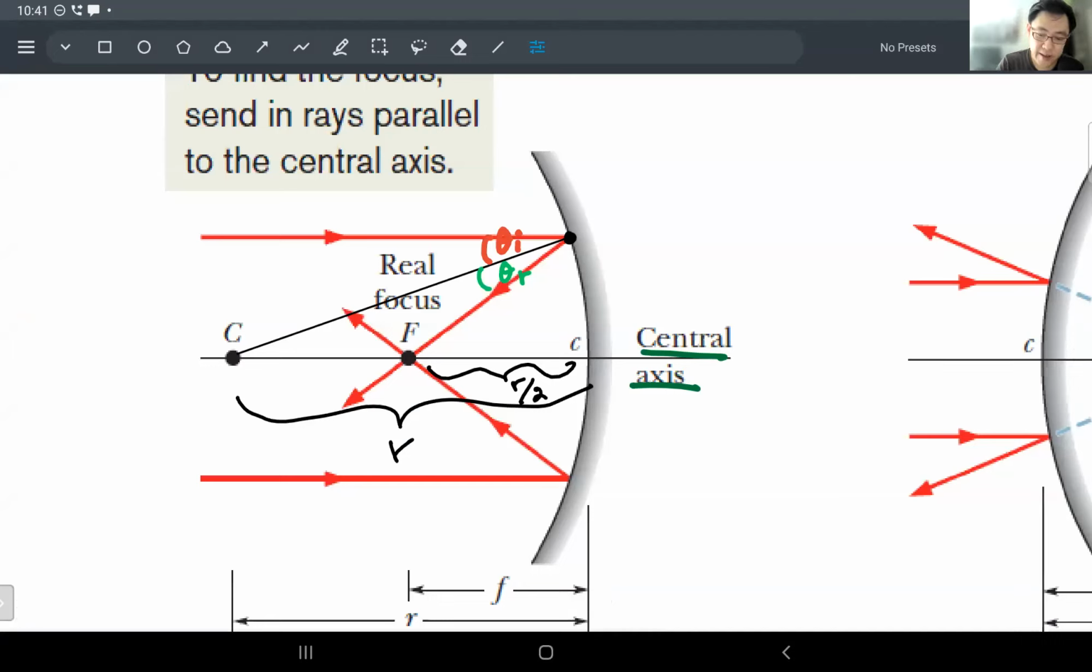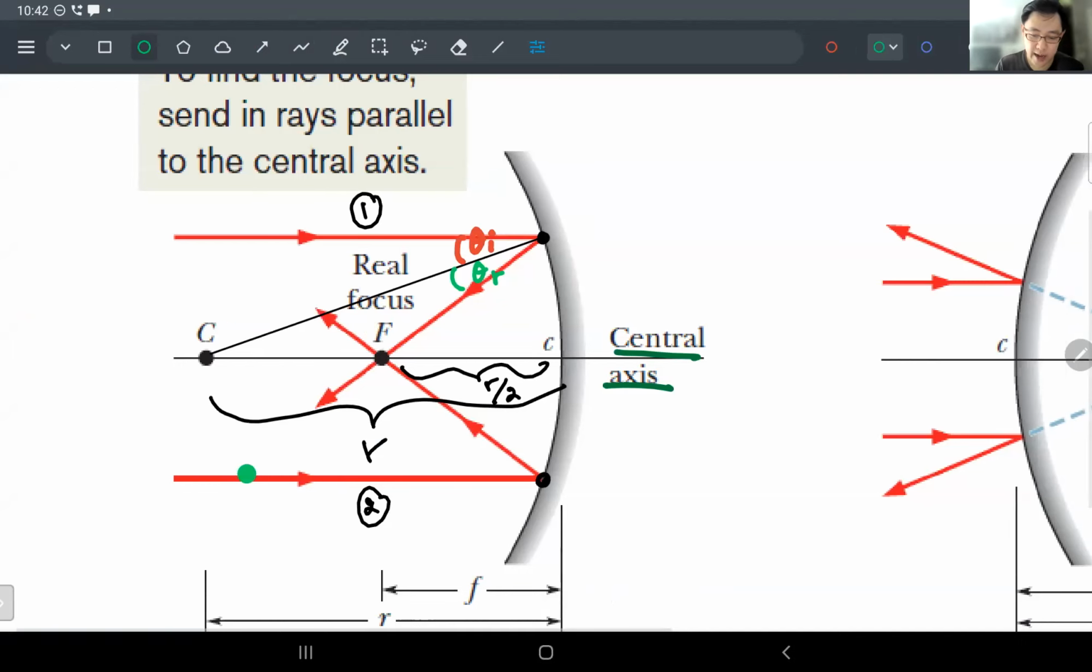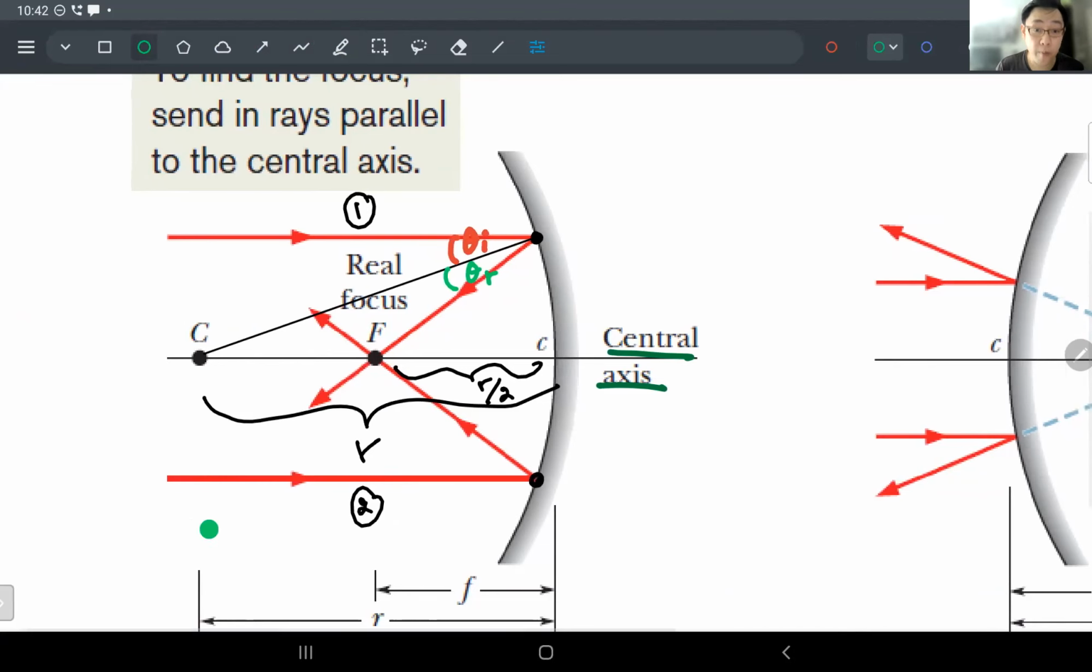If you do the same analysis for the bottom ray, I can call this the number one ray, and then you do the equivalent ray at the bottom, the ray coming underneath parallel to the central axis will get reflected here and bounce up, and they're going to cross at the focal point, guys. That's your focal point, just waiting for you there. Now I got it. That will be my focal point.